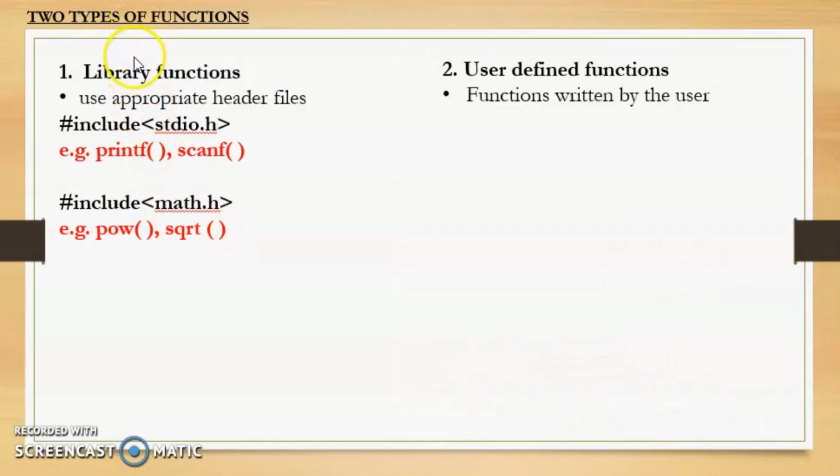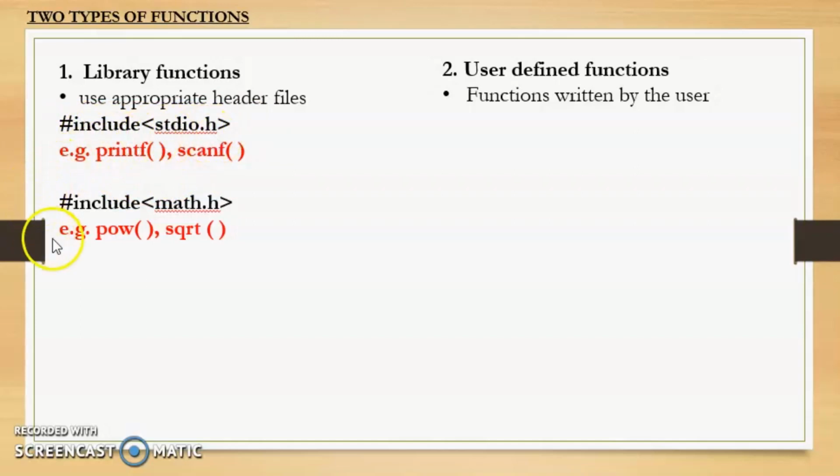There are two types of functions. One is library function and second is user-defined functions. Now these library functions are also known as predefined functions, and in order to use these library functions, we need to write the appropriate header file. Say for example, we want to use library functions, that is printf and scanf. Now in order to use these functions, we need to include a header file, that is #include stdio.h, which means that the function definitions for these library functions are present in this header file.